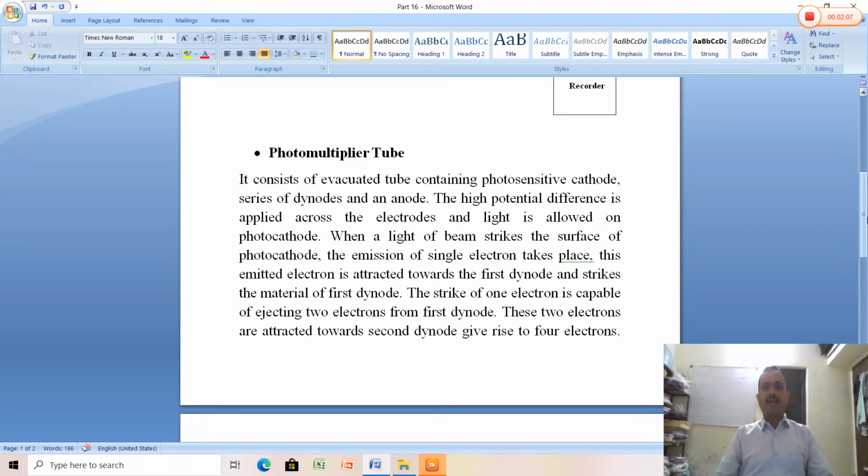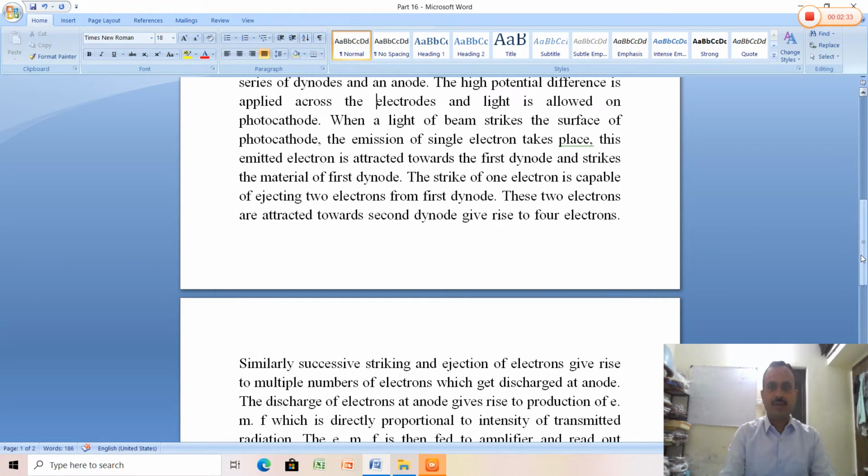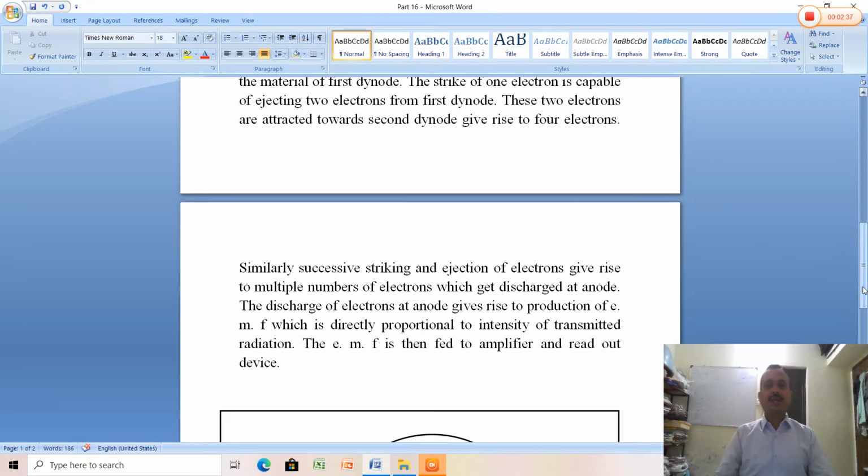These two electrons are attracted towards the second diode and give rise to four electrons. The two electrons from the first diode are capable of giving four electrons when they strike the surface of the second diode. That means the second diode is capable of ejecting four electrons. So multiplication of electrons takes place. Similarly, striking and ejection of electrons give rise to a multiple number of electrons which get discharged at the anode.